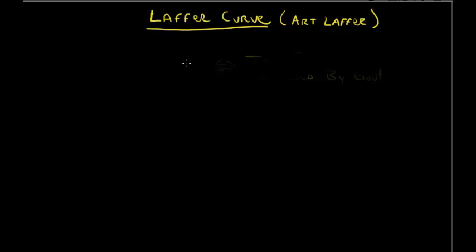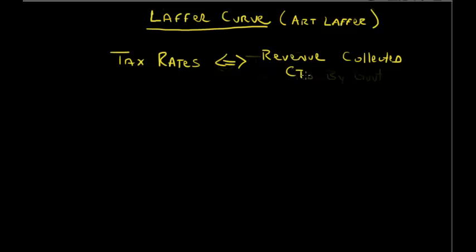What this does is it addresses a relationship, and it attempts to summarize or illustrate the relationship between tax rates and how much money, revenue, actually makes it to be collected by the government.